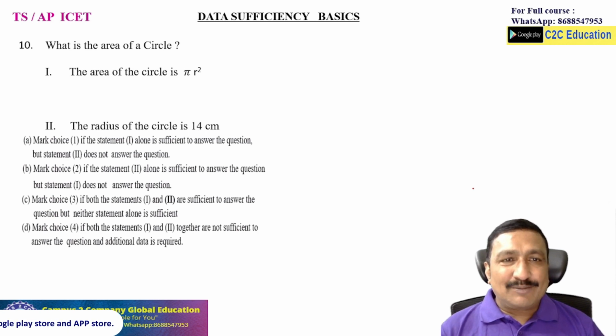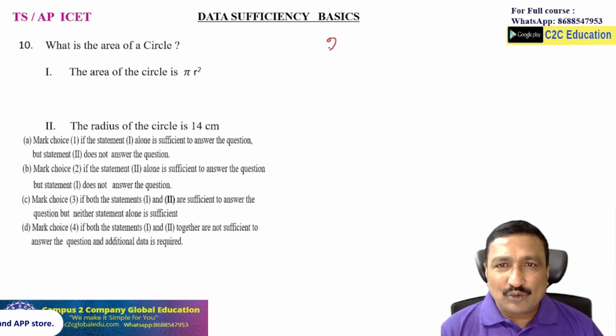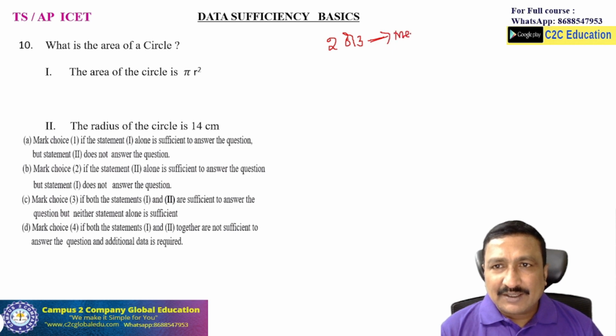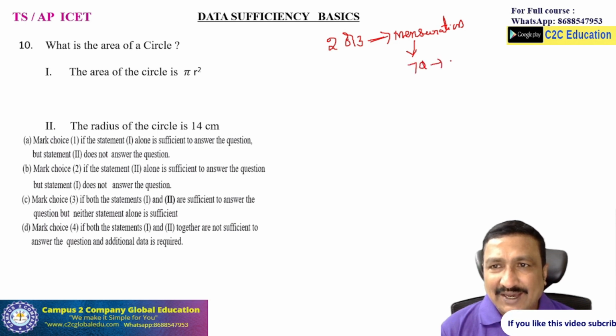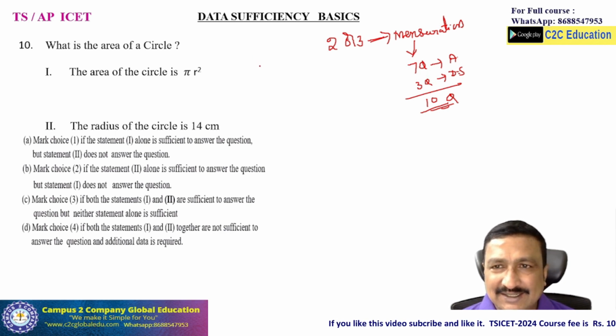Now we are going to discuss some mensuration problems. Compulsory, I am telling you now, in data sufficiency there will be 2 or 3 questions based on mensuration. In TSICET or APICET, how many questions come from mensuration? 7 questions from the arithmetic section and 3 or 2 questions from the data sufficiency. So totally 10 questions will come from mensuration, friends. So if you perfect all the formulas and concepts, then you can answer 10 questions in TSICET as well as APICET.